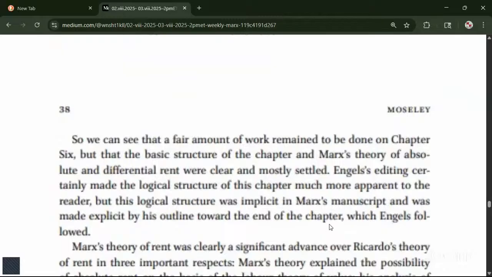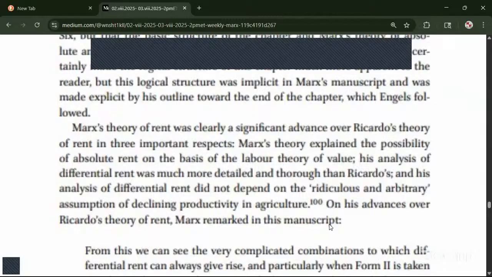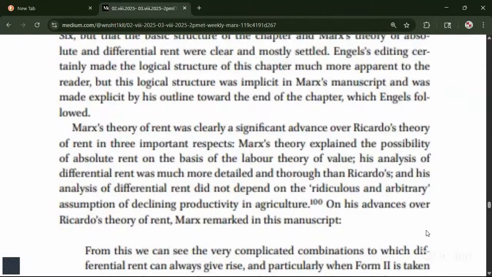Marx's theory of rent was clearly a significant advance over Ricardo's theory of rent in three important respects. Number one, Marx's theory explained the possibility of absolute rent on the basis of the labor theory of value. Number two, his analysis of differential rent was much more detailed and thorough than Ricardo's. And three, his analysis of differential rent did not depend on the ridiculous and arbitrary assumption of declining productivity in agriculture.